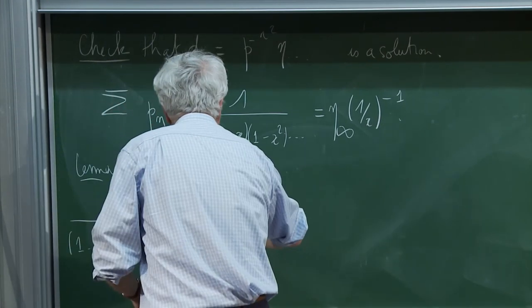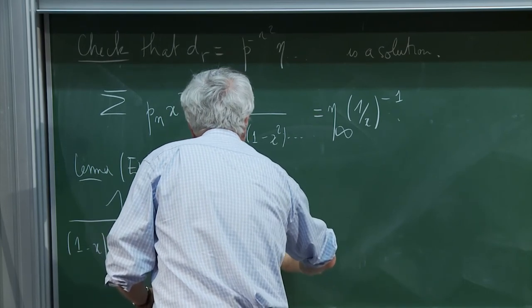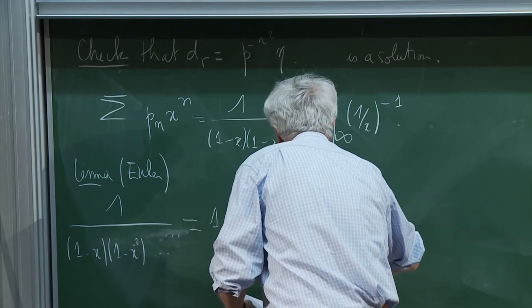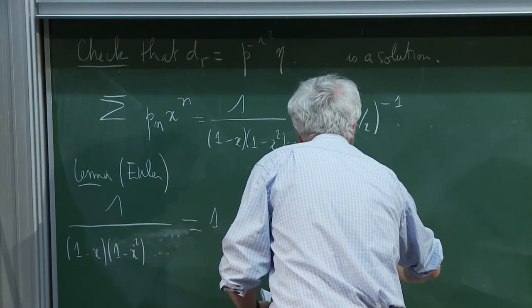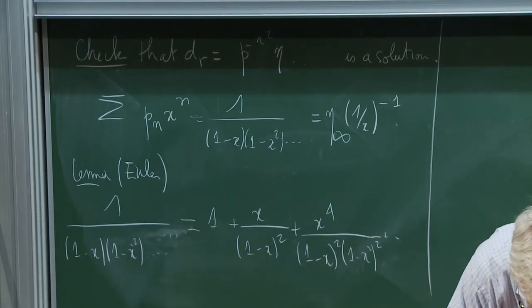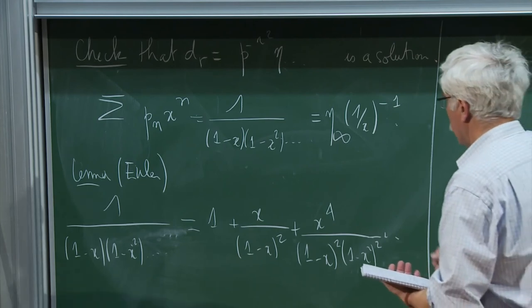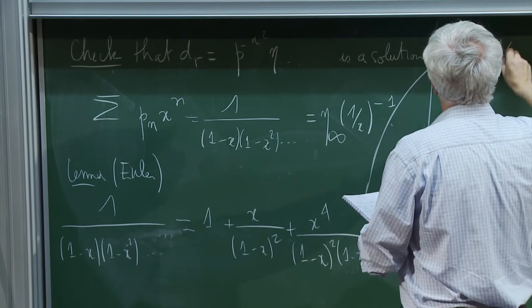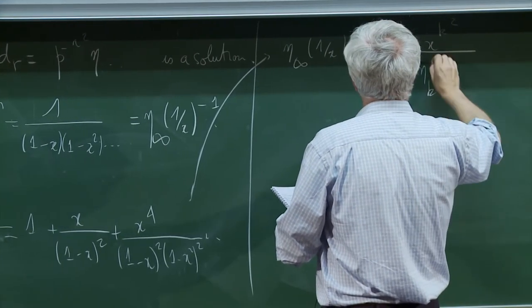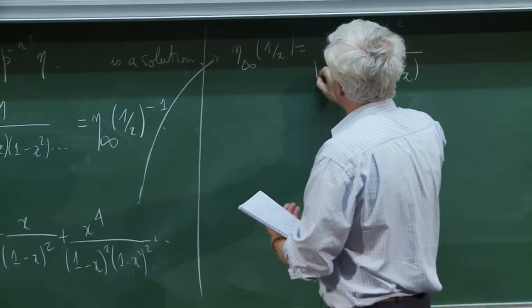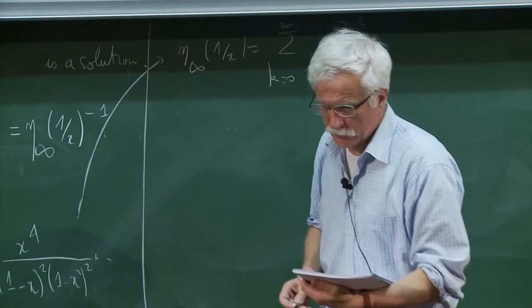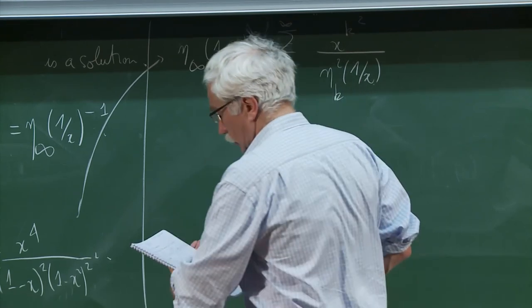This is equal to 1 plus x divided by 1 minus x squared plus x^4, such a formula. And in fact, we required another one, which we found in a book: we can write this formula as eta infinity of 1 over x is equal to the sum of x^(k^2) divided by eta. So we are in the kingdom of the partition function. To check this is not sufficient, we have to generalize this equality, and the generalization was proved already.